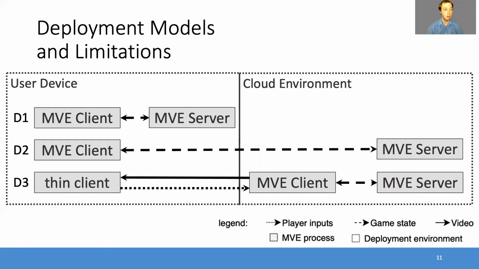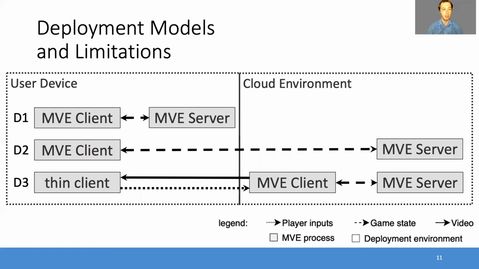Finally, the third deployment method follows the streamed games model. In this model, both the client and the server are moved to the cloud environment, and clients only run what is known as a thin client, which translates the user's inputs and sends them over to the actual client on the cloud, from which it receives back a fully rendered video stream that it can present to the user.